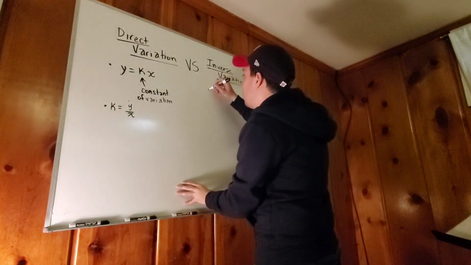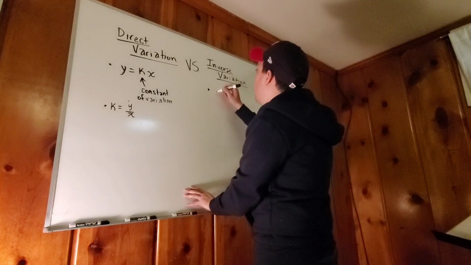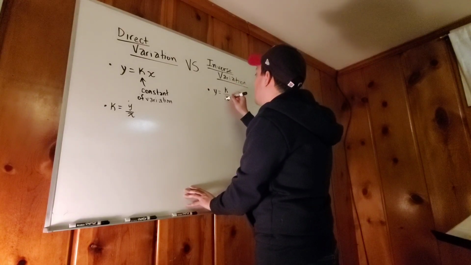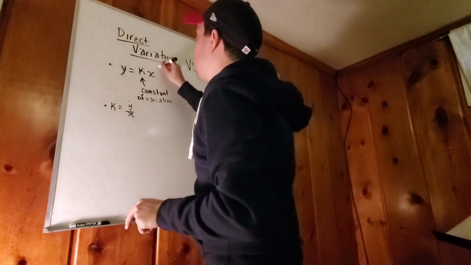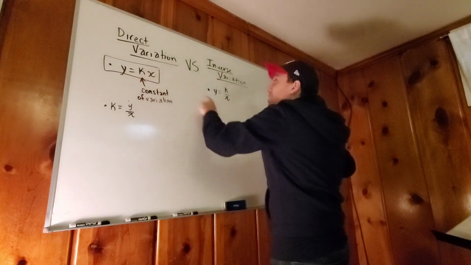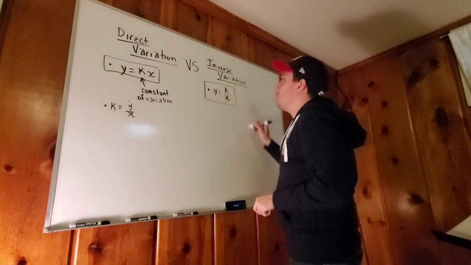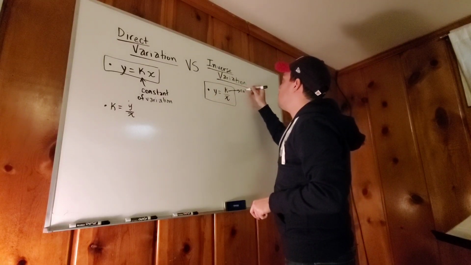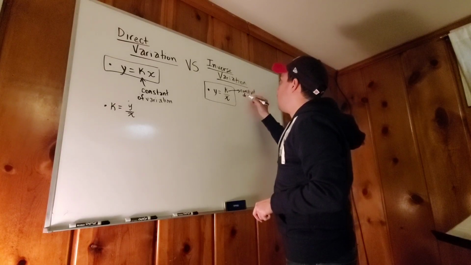Now in inverse variation, the formula is going to look like this. Y equals k over x. That's the formula for inverse variation, my bad. This is direct variation, y equals kx. Inverse variation is y equals k over x. This, again, is the constant of proportionality, I'm going to call it here, but it's the same thing.